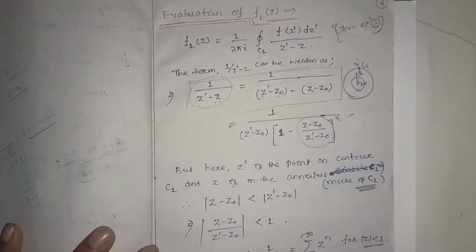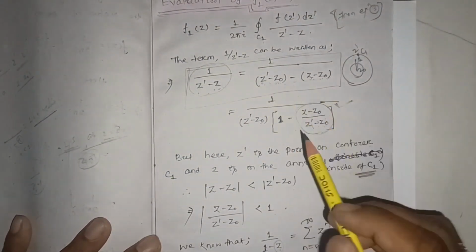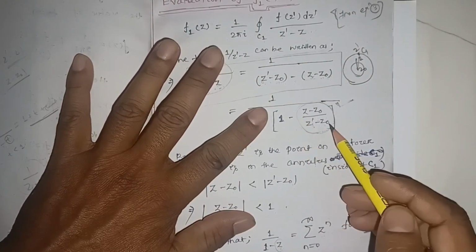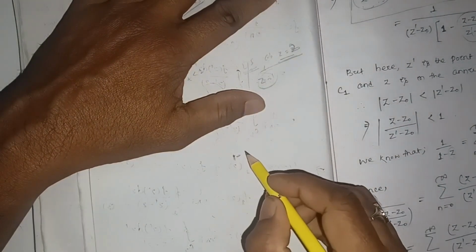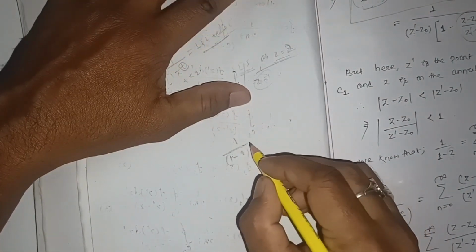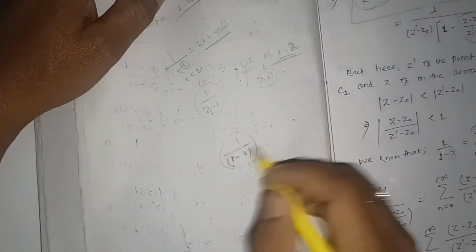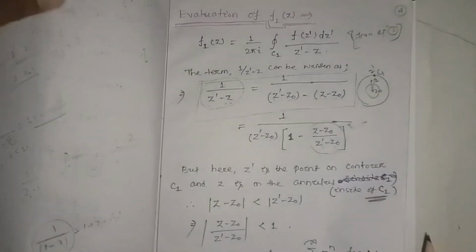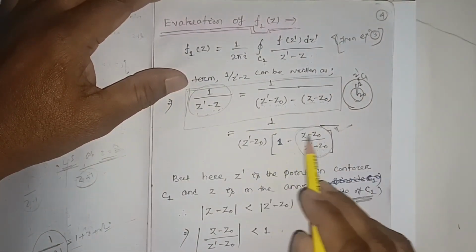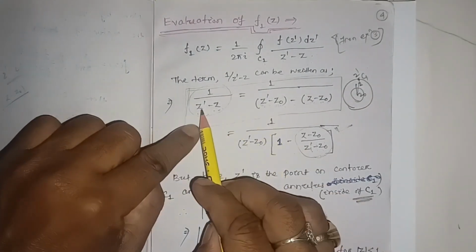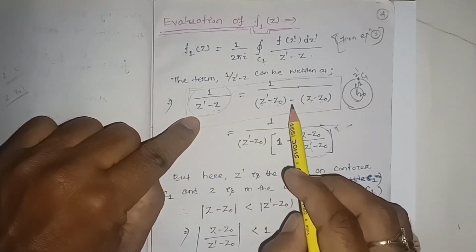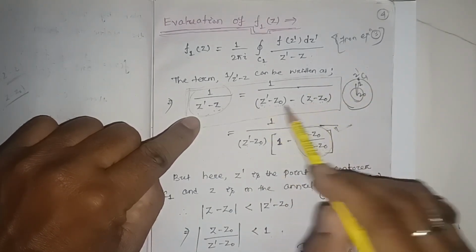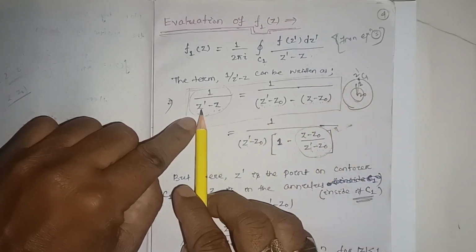Why have we written it this way? Because we convert this denominator into the form 1 minus something, where this something has a value less than 1. Then we can directly apply the function 1 by 1 minus x, whose corresponding Taylor series we can write as 1 plus x plus x squared and so on. For that we converted the denominator, writing z' minus z as (z' minus z0) minus (z minus z0). Here the z0 gets cancelled, and we get z' minus z.